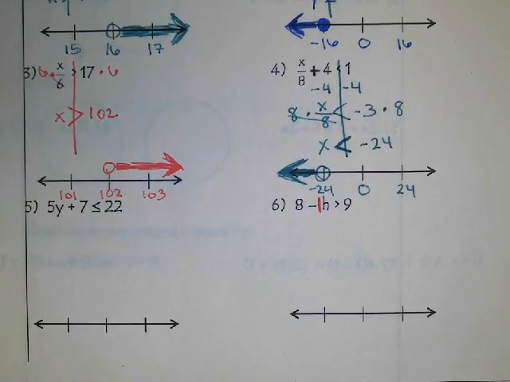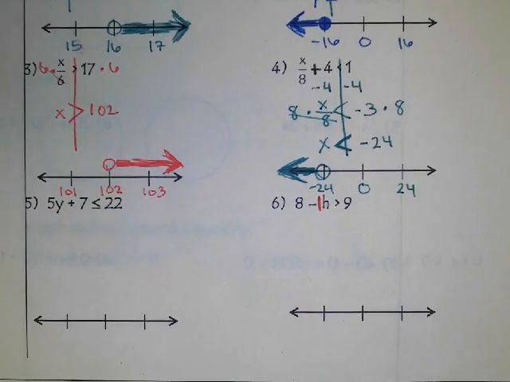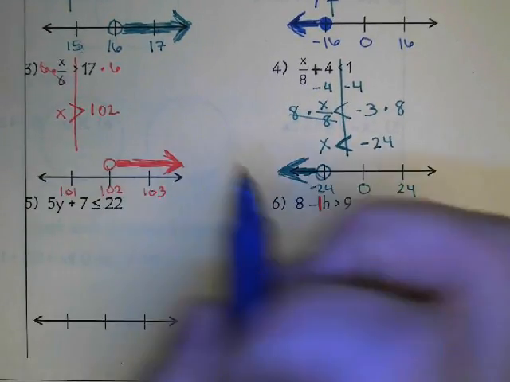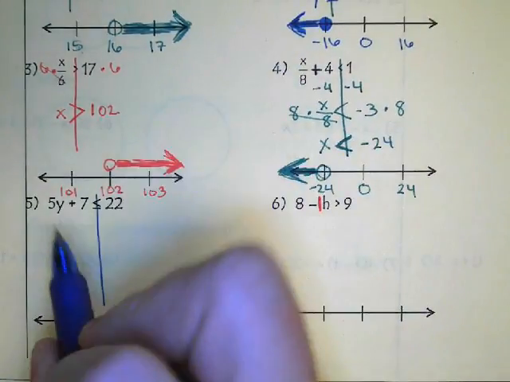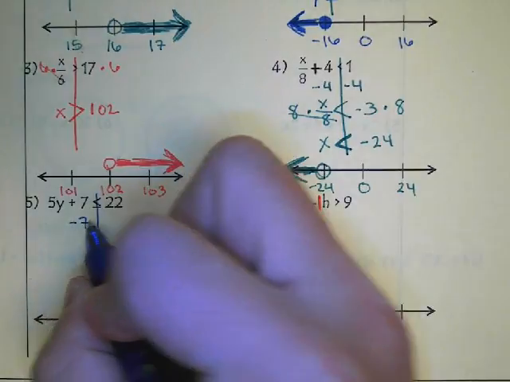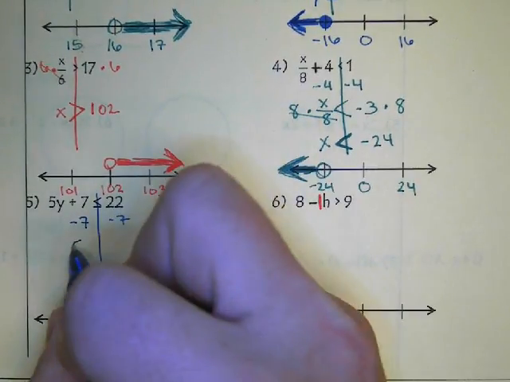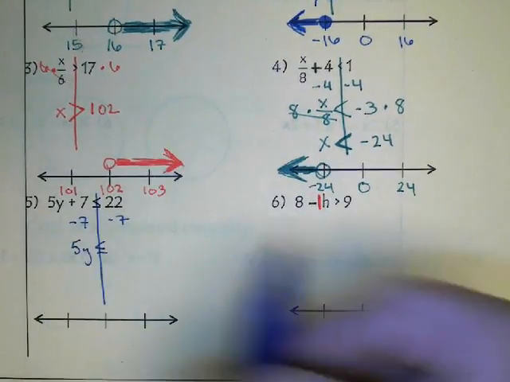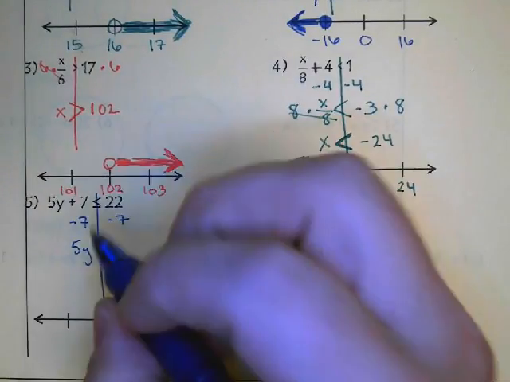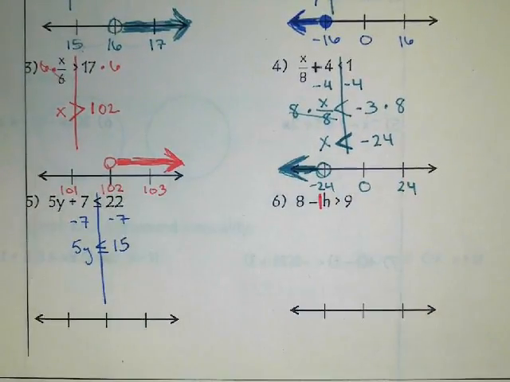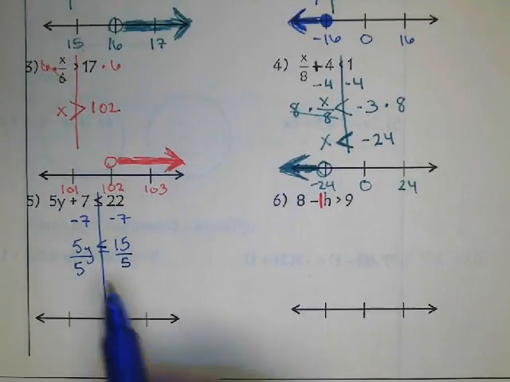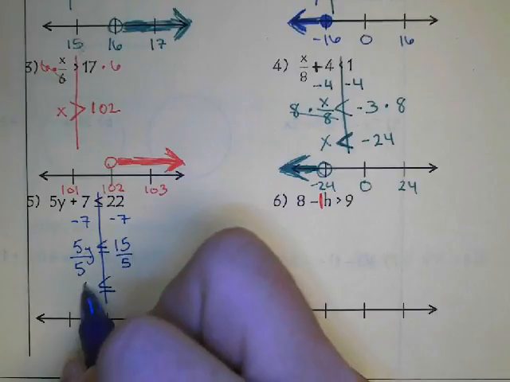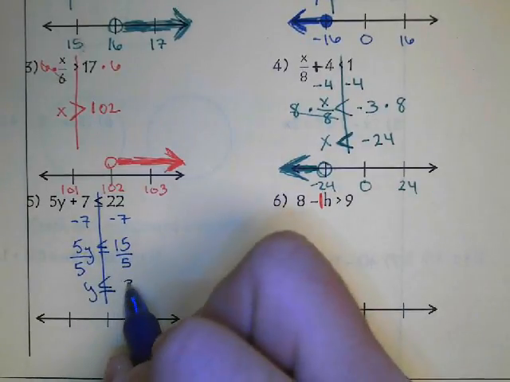Okay, so hopefully you took the chance to try these. I'm going to go through these kind of quickly. On number 5, we'll draw our line down. I have 5y plus 7, so additive inverse first. We have 5y is less than or equal to 22 minus 7 is 15. Divide both sides by a positive 5, so no, we will not flip the sign. Sign stays the same. And we have y is less than or equal to 3.